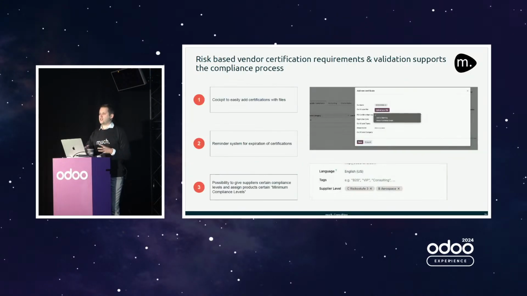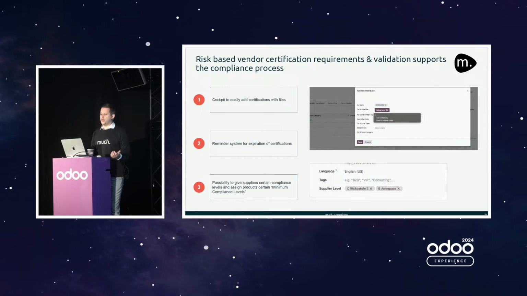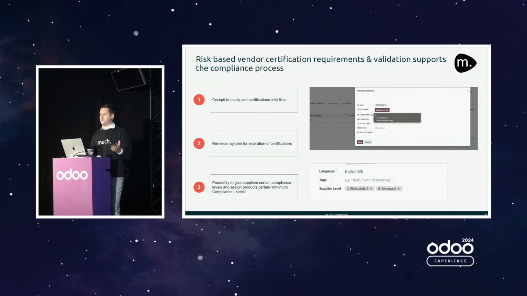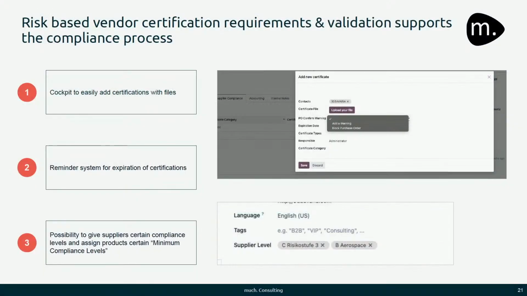So for this, we added a small new Odoo module that brings a certificate process into Odoo. We can categorize suppliers and products into risk groups. For these risk groups, we can define required certification, and then we can add these certificates to our suppliers. Obviously we get reminders and can send automated emails to the suppliers if certificates run out.